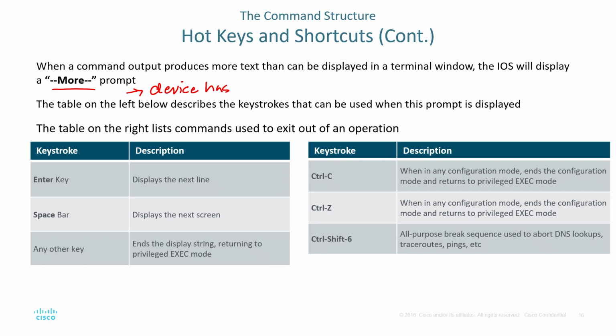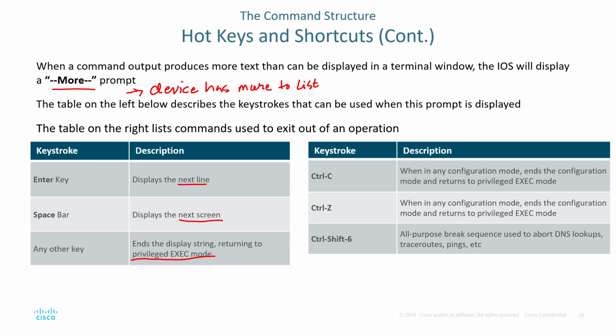I'm going to say has more to list. So if I hit the enter, it simply brings up the next line. If I hit the space bar, it brings up the next screen. If I hit any other key, it ends the display screen and returns you to privileged exec mode.